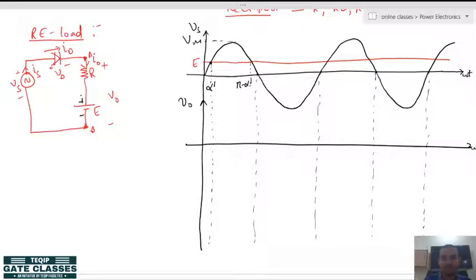let us see what happens. So, this is 0, pi, 2 pi, 3 pi, 4 pi, and so on. Now, again applying the same step by step procedure, first take the instant from 0 to alpha dash. We know that from 0 to alpha dash this diode is off. So, when the diode is off, obviously output voltage will be 0.